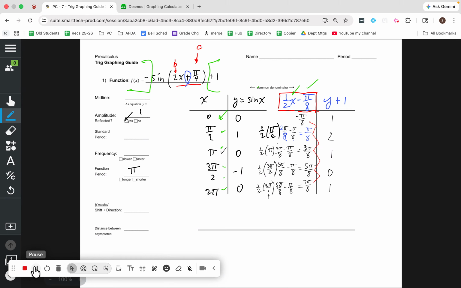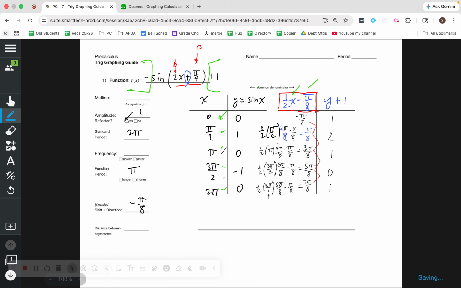So to fill out a couple more of these, the shift is negative pi over 8. The standard period of sine is 2 pi. And if you divide it by the frequency or multiply it by the reciprocal of the frequency, either way, you get this.